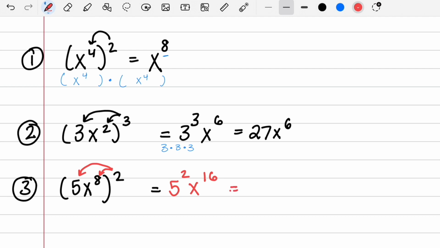And because we know what 5 squared is already, I'm just going to go ahead and evaluate that to get 25x to the power of 16.